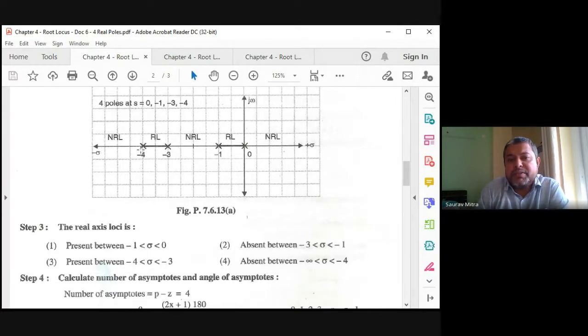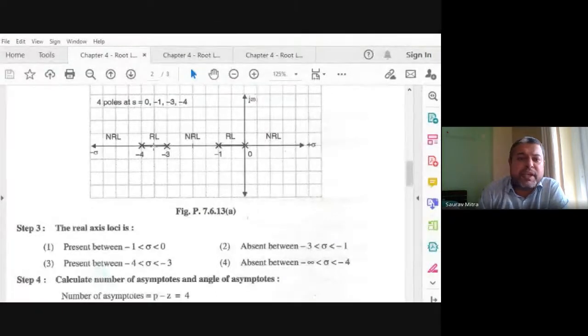Whether the points between minus 3 and minus 4 will be part of root locus, yes, because for minus 3.5, if you take right side, there are three poles, 3 is an odd number. Hence, minus 3 to minus 4 will be part of real axis root locus. Minus 5, that means left side of minus 4. Minus 5, minus 6, minus 7, absent. So here they are writing it like this. Real axis root locus is present between 0 and minus 1. So here it is yes. Absent between minus 1 and minus 3. Present between minus 3 and minus 4, and absent between minus 4 to minus infinity. So we are having root locus only between 0 and minus 1 and minus 3 and minus 4.